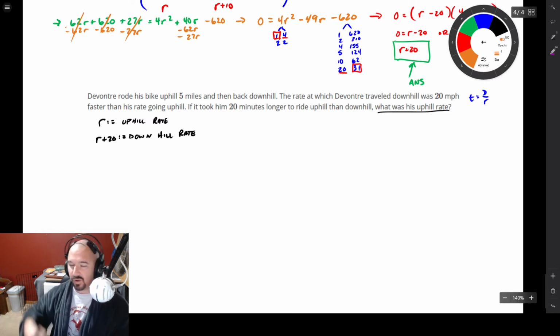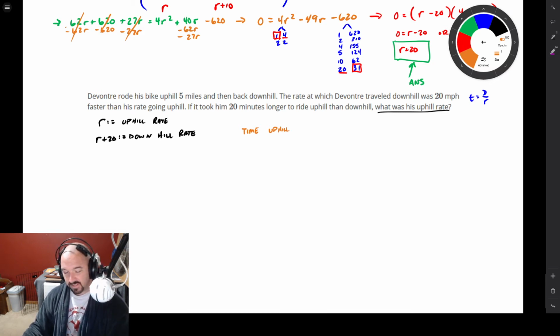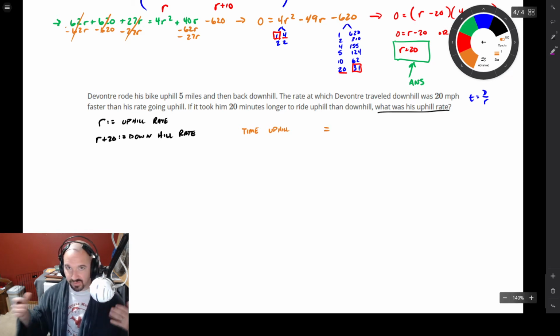So here we go. Let's go ahead and build what the equation should look like. So he rode his bike uphill, then he rode his bike downhill. All right, so our time uphill took 20 minutes longer than downhill. This is a difficult concept for people to grab, and to be quite fair, I struggle through this myself, and I have to put it in very simple terms so that I can understand what I'm doing. When I put an equal sign here, I'm telling myself that both sides must be the same.